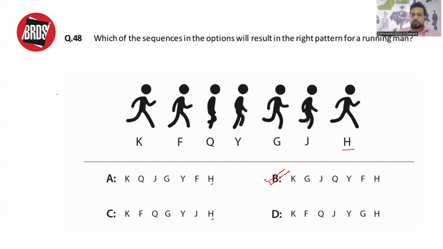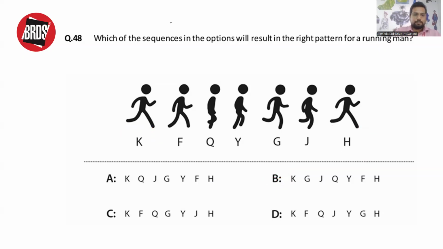So after this one, it is G. The legs are coming closer to each other. Then Q, the other leg is crossing the first one. Then the Y, it moves a bit ahead, then the F more ahead, and then the H, which is similar to the K. So this is the B option. The difference is, for example, if you consider this one as a right leg, this one is the left leg, and this is a right leg. So it is one loop of that animation. By that we can very easily get the answer as option B for question number 48.